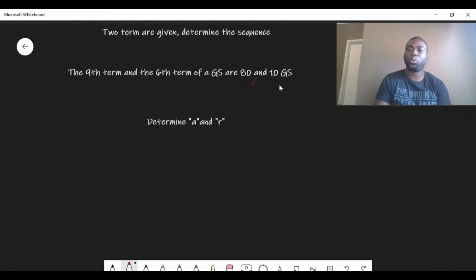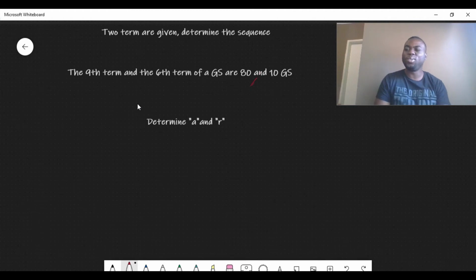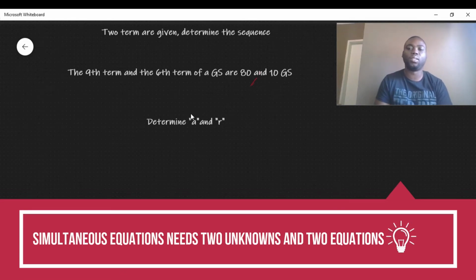The next set of questions we're going to go through is when you're given two terms and you're asked to determine your A or your R. In this particular question, you're given the 9th term and the 6th term. The values for both of them were 80 and 10. But now they ask you to find A and R. We did something similar in the arithmetic sequence video, which I also mentioned in the description below. We can use the exact same method we used in that video here. We're still going to use simultaneous equations. Whenever you have a question with two unknowns, the only choice you have is to use simultaneous equations.